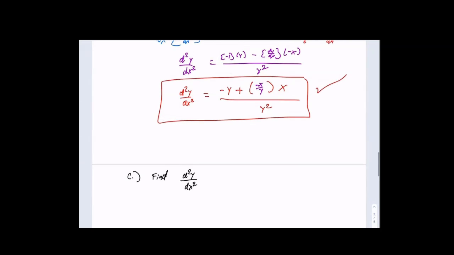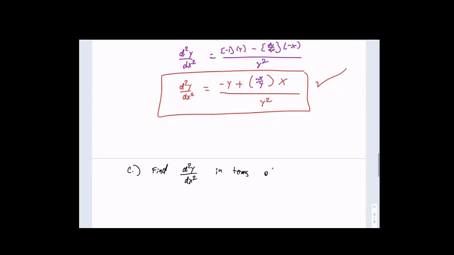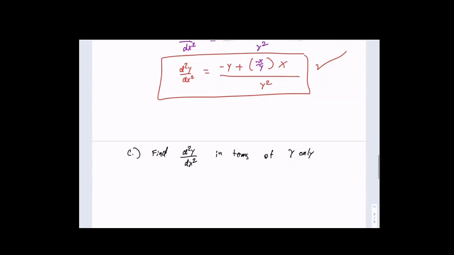Find the second derivative in terms of y only. Ooh, so now it says I do not want you to write it in terms of x. I want you to only get it in terms of y. Now, we could really clean this problem up and it'll help us, or there's actually a step that we can do in terms of substituting. So the main thing here is, what do I have to do to my previous answer in order to get this?